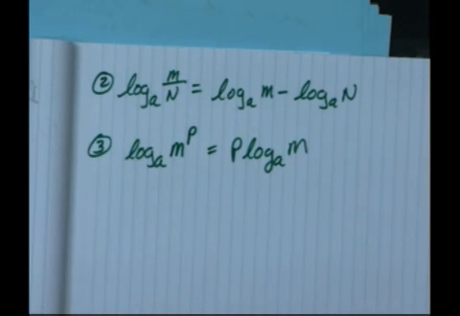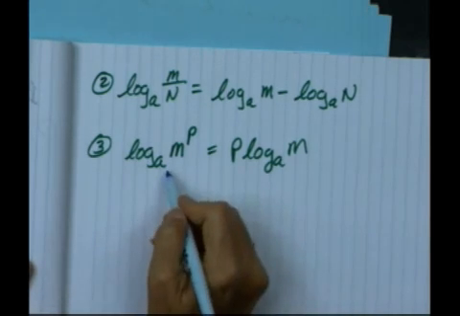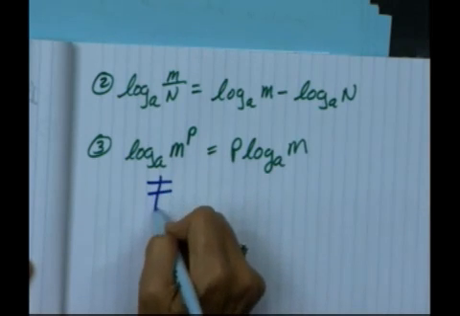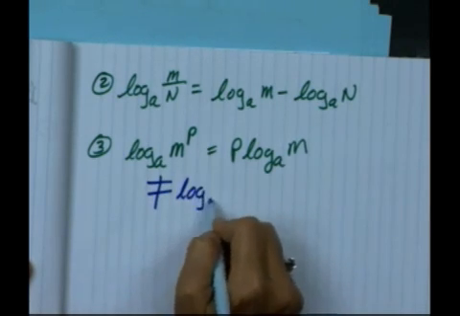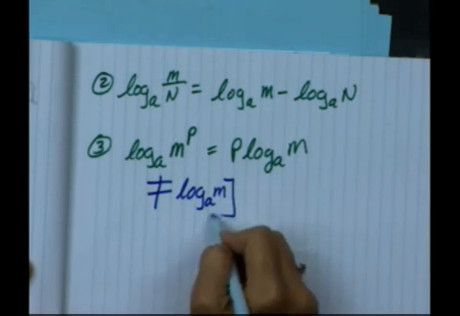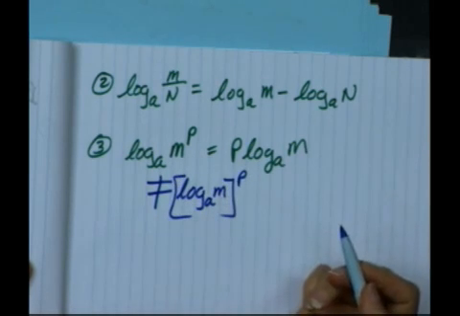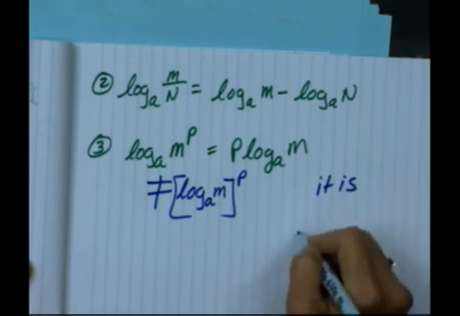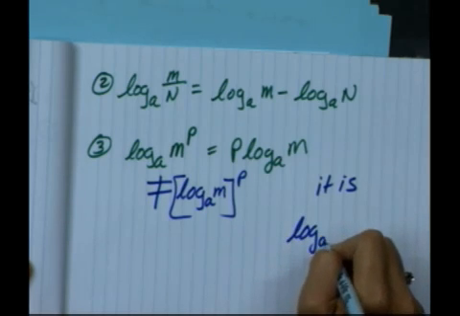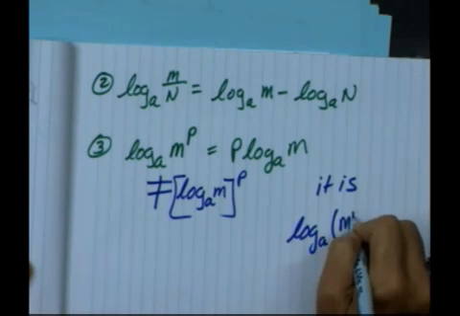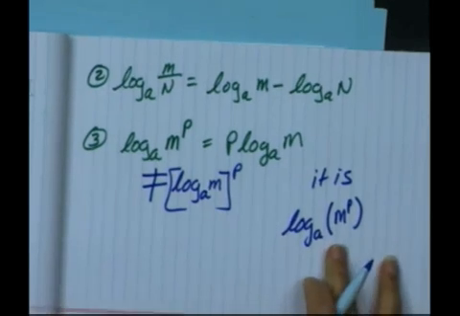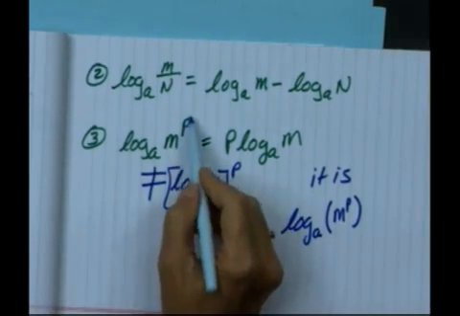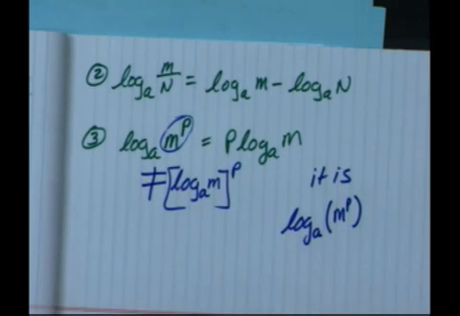Now, let me make sure that you realize that this is not equal to log to the base a of m, the entire thing raised to the p. It is log to the base a, and it's only the m that's raised to the p. You don't normally see it with parentheses, but it's only the m that's raised to the p, not the entire thing. Okay?